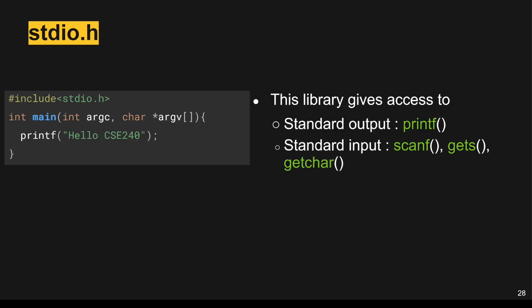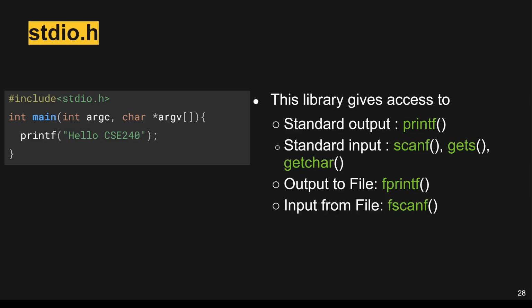stdio contains functions for inputting and for outputting. And so we'll also use scanf and gets and getchar, which come from standard IO as well. In addition, it has functions for outputting to file, fprintf, the same with fscanf.